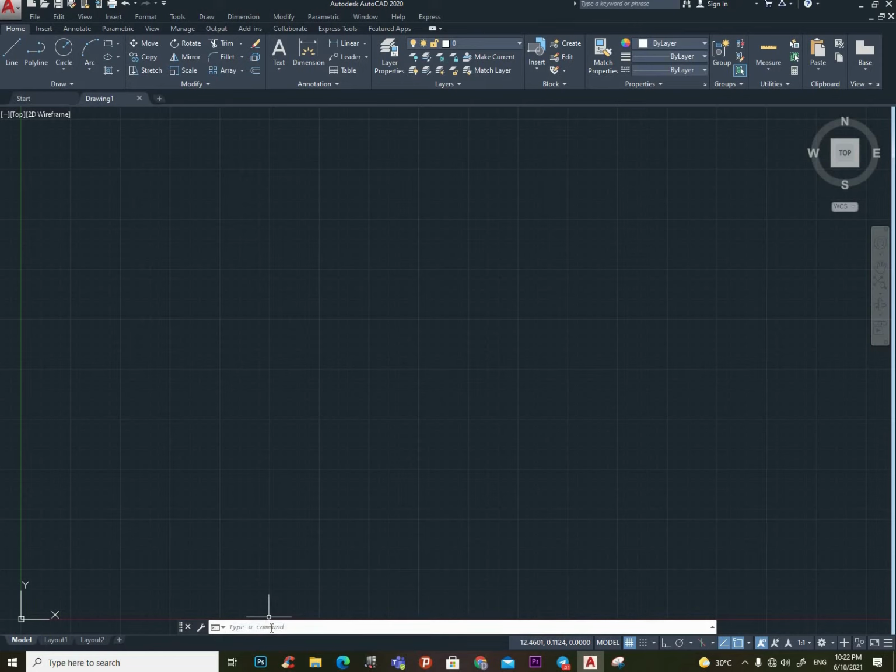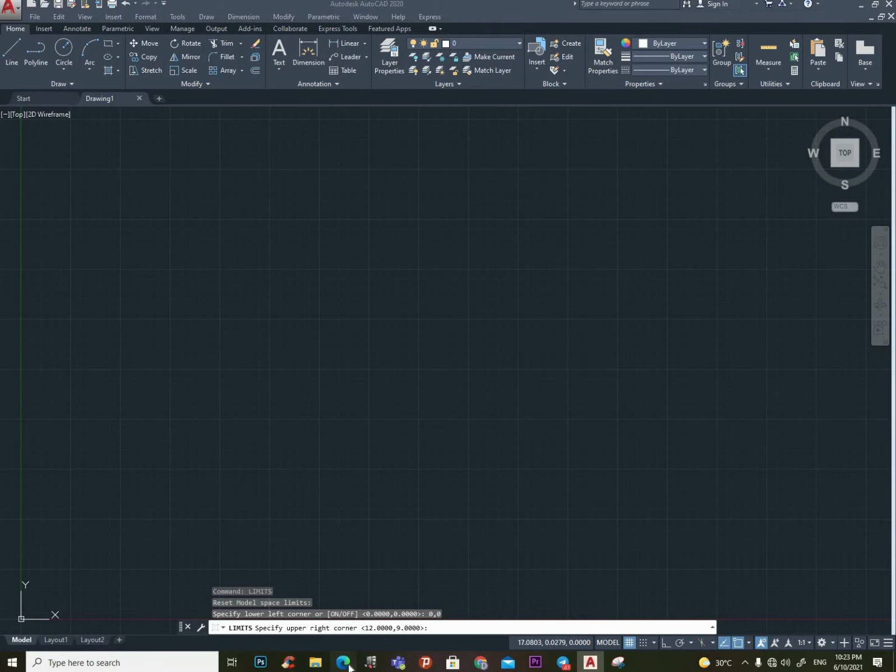Okay, so how you're going to set up your drawing limits is you type limits, press enter, specify lower left corner. You don't have to change the value. You write 0, 0, enter, and then specify upper right corner. The default value is 12 times 9. The upper right corner depends on the size of your drawing.